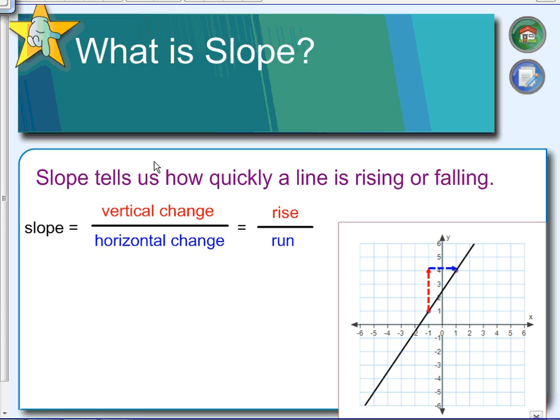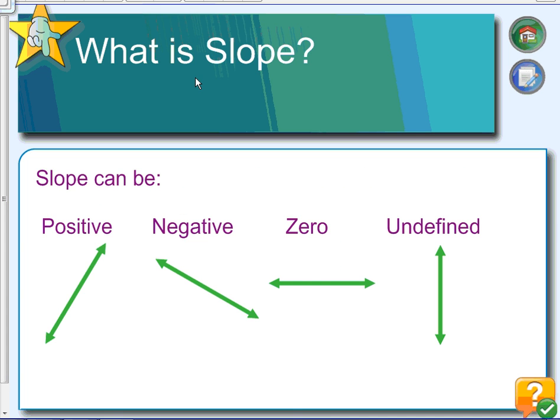Basically, what this means is it's talking about the vertical change, this red line here, over the horizontal change, this blue line here, which is commonly talked about as rise over run. So you're rising and then you're running. Okay? So that's the official definition of what slope is. And we can use this slope to write out what a line is and figure out different things about that line.